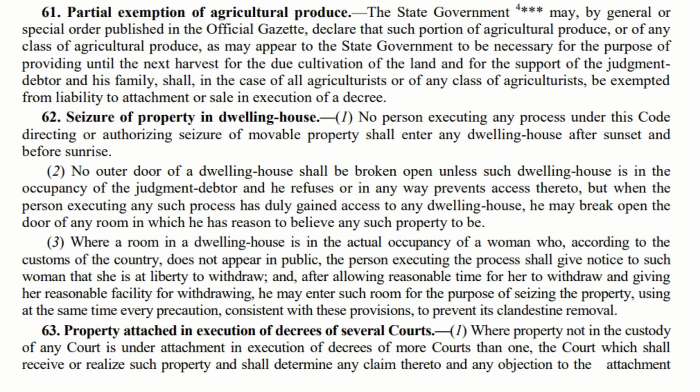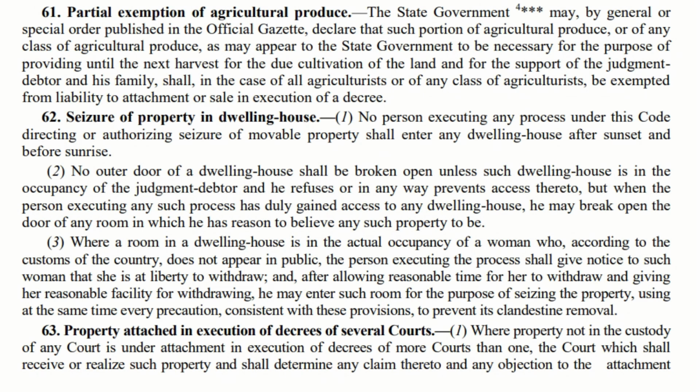And in case this person has duly gained access to the dwelling house by breaking open the door, he can also break open the door of any room where he thinks that property is available. Generally, it used to be a movable property. So a person who is executing the process can break open the door. That is the one point we need to understand. Let us move to subsection 3, which is section 62 subsection 3.